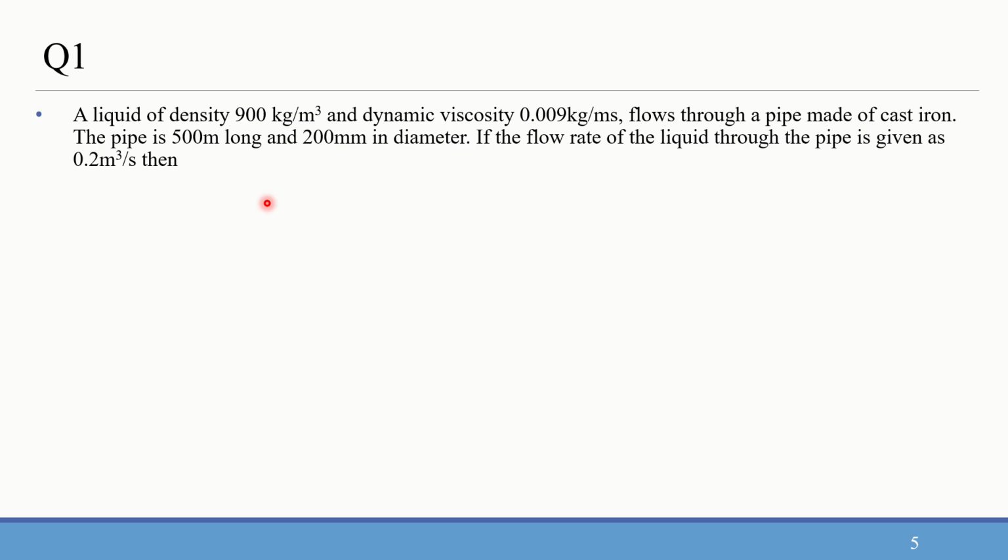First one: a liquid of density 900 kg per meter cube and dynamic viscosity of 0.009 kg per meter second flows through a pipe made of cast iron. The pipe is 500 meter long and 200 mm in diameter. If the flow rate of the liquid through the pipe is given as 0.2 meter cube per second, then the average velocity of the fluid in the pipe is dash.